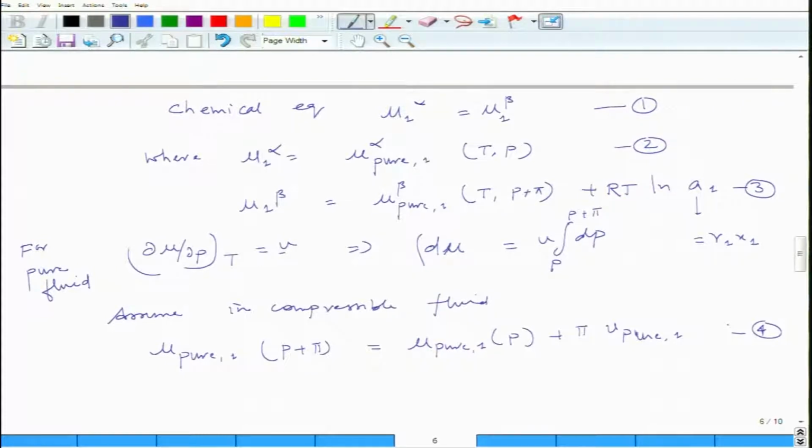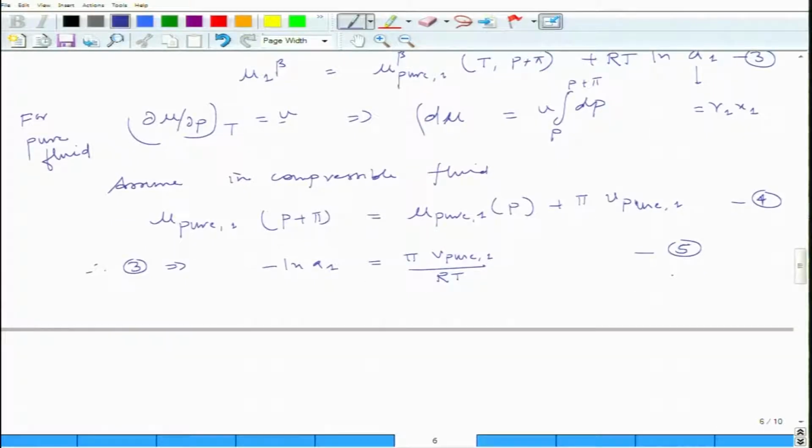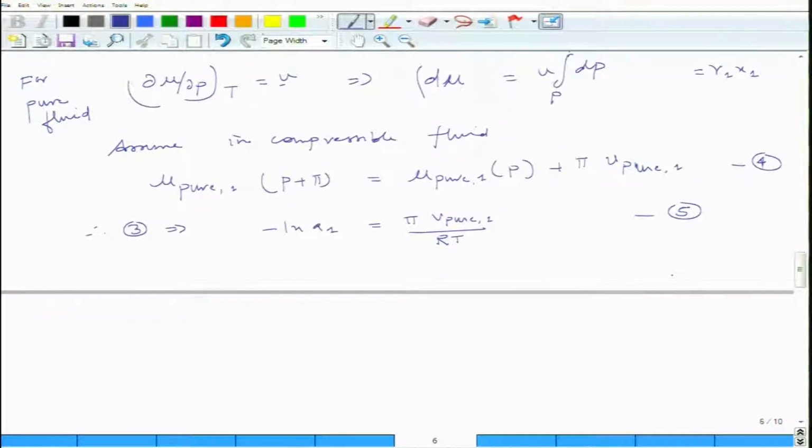So, this is now the expression. Now, I can plug this in equation 3. Therefore, 3 can be written as minus ln A1. If I plug in here, then I get this expression: pi V pure 1 divided by RT. Okay. So, this is the expression. Now, I can make use of this expression to simplify.